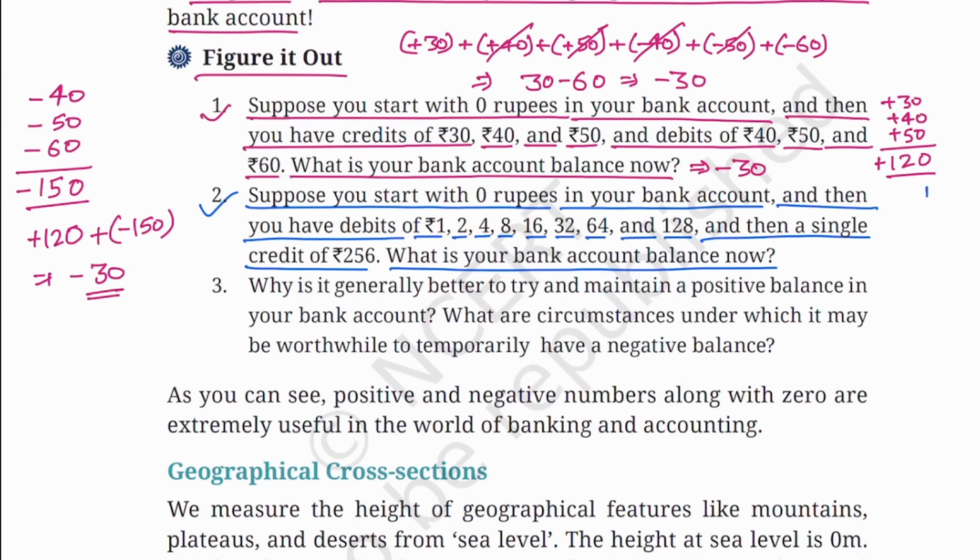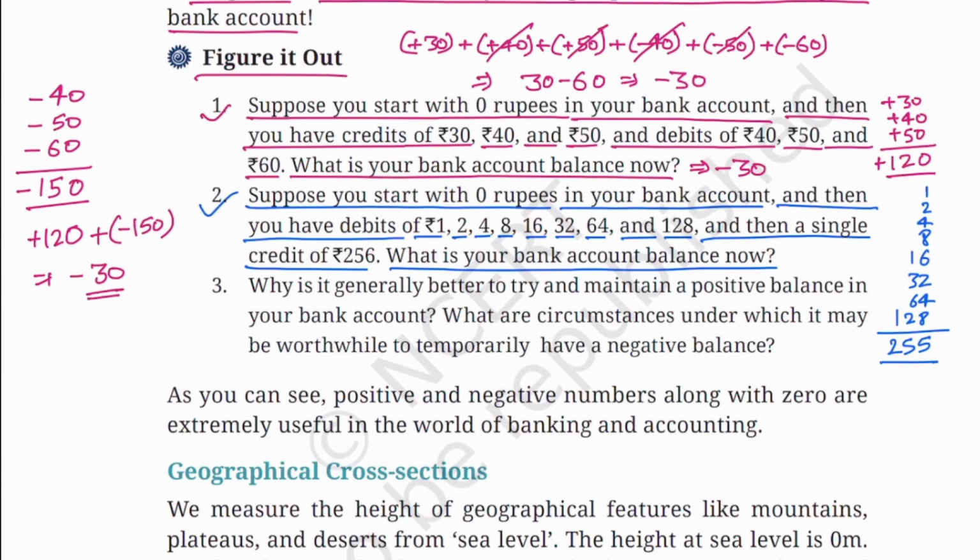Debits 1, 2, 4, 8, 16, 32, 64, 128. You will add, you will get 255.